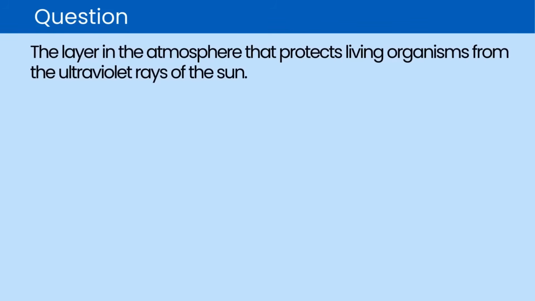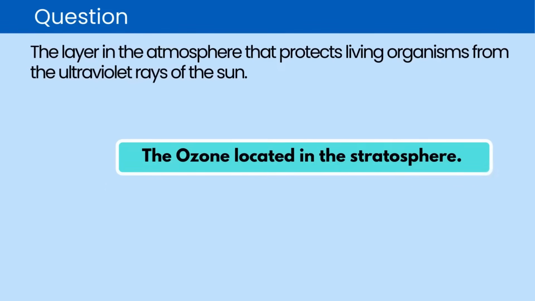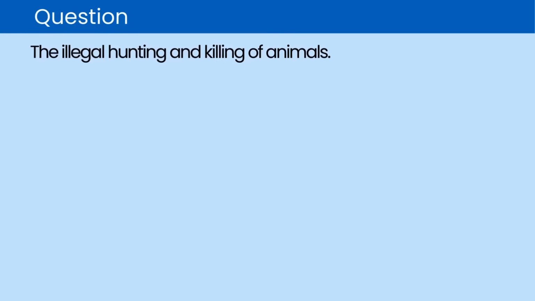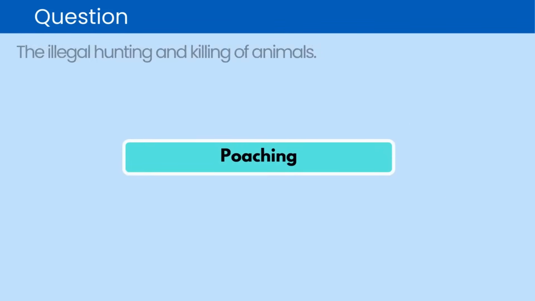Question: the layer in the atmosphere that protects living organisms from the ultraviolet rays of the sun. The correct answer is ozone stratosphere. Question: the illegal hunting and killing of animals. The correct answer is poaching.